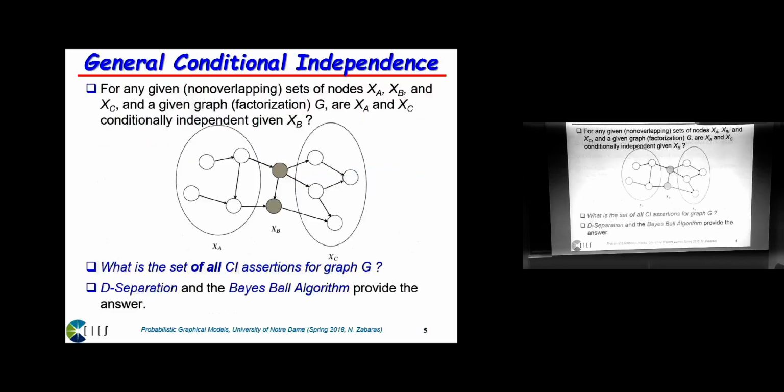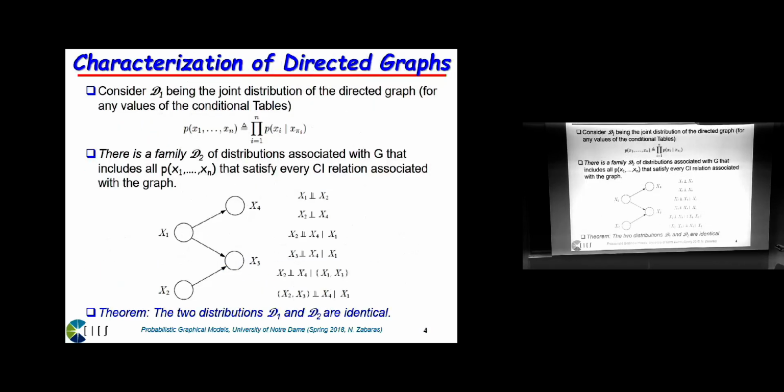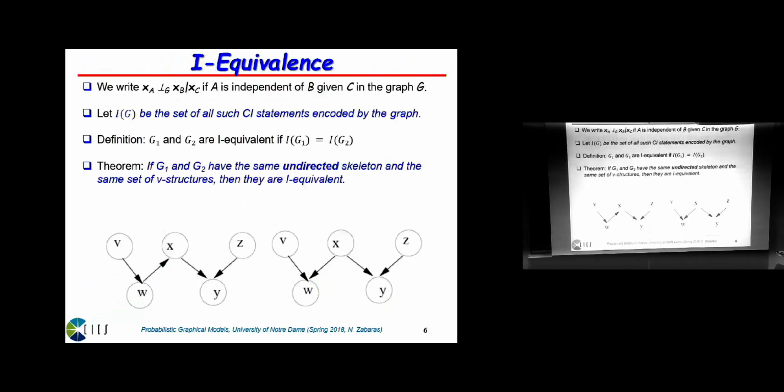So for example, in the previous case, let's say if these were all the relations for this graph, then I of G are all these relations, okay? So it's the set of 4 conditional independence statements encoded by the graph. And 2 graphs, we call them I-equivalent if I of G1 is equal to I of G2. And you can show if G1 and G2 have the same undirected skeleton and the same set of V structures, they're I-equivalent. Okay, so they have the same independence relations.